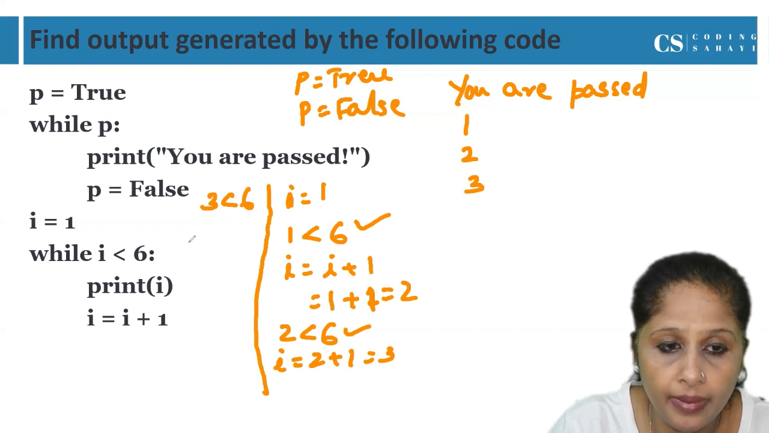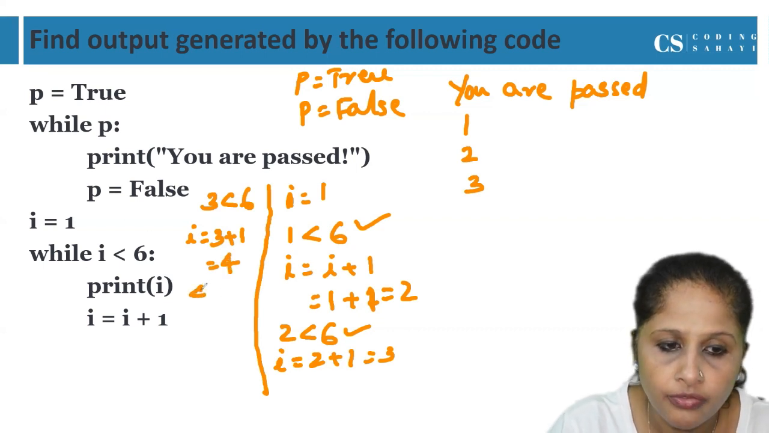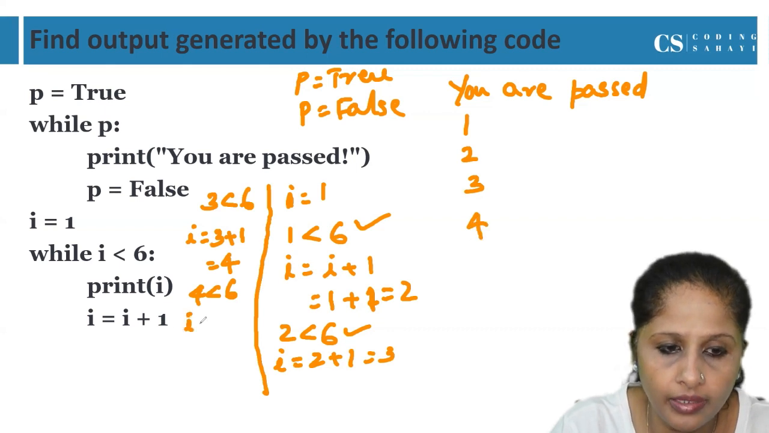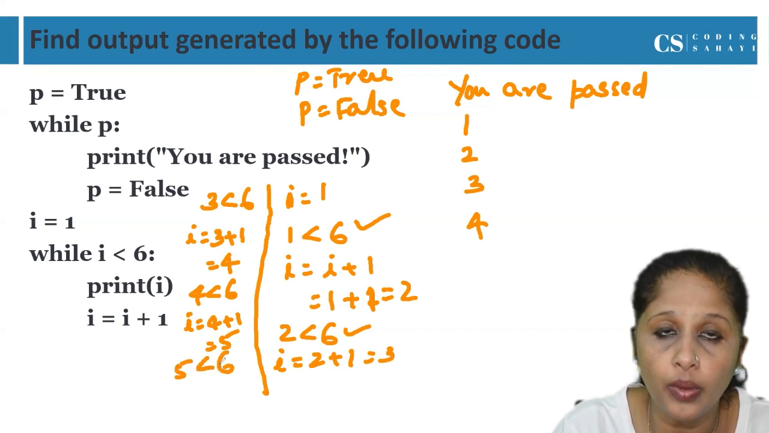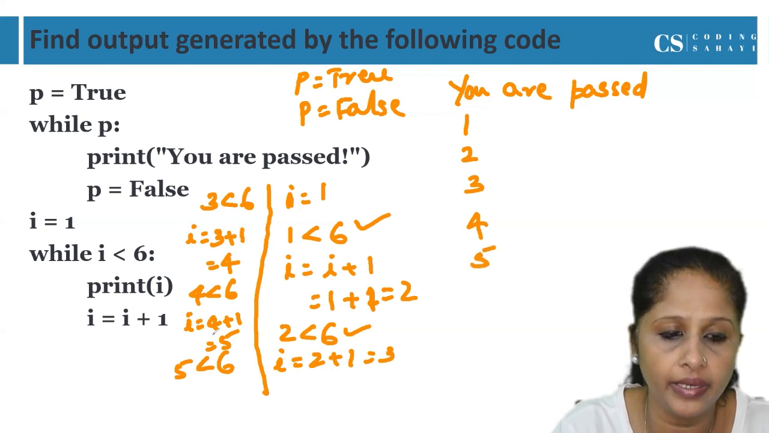Then it is incrementing, I is I plus 1, that is 3 plus 1. You will get the value 4. Again going back, 4 less than 6. Then printing this 4. Then I is equal to 4 plus 1, you will get 5. Then checking again 5 less than 6. Is it satisfying? Yes. So again print I, that means 5 is printing here.